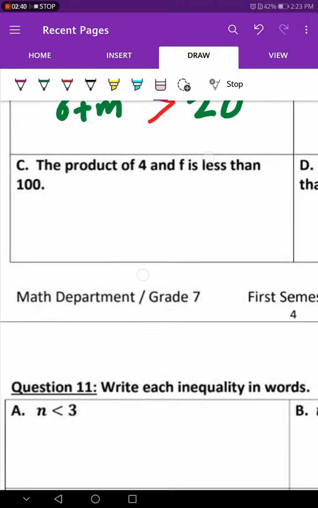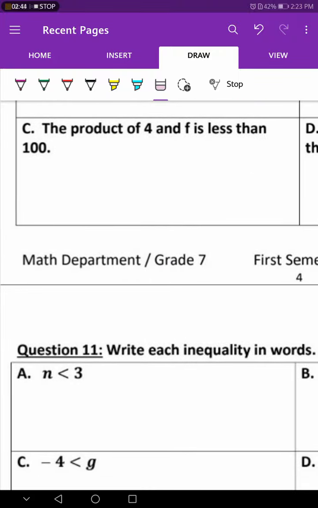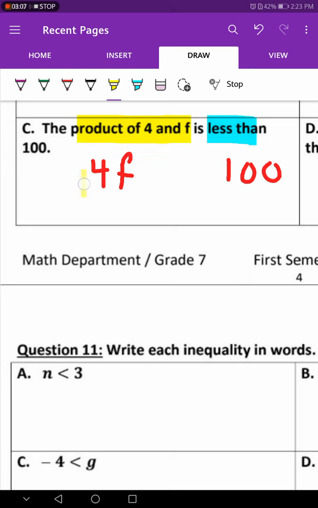Now, letter C. The product of 4 and f is less than 100. Product means multiply, yes? That means 4f and 100, and between them, less than. So this is the product of 4f here, and less than 100 is here. Now, less than, so the fish will eat the 100 or the 4f? Of course, the 100. So you draw this inequality sign.